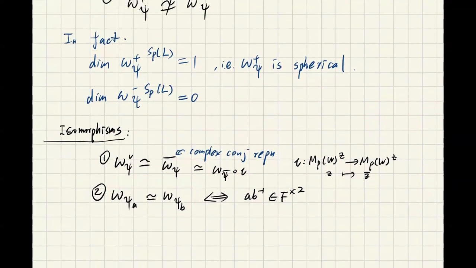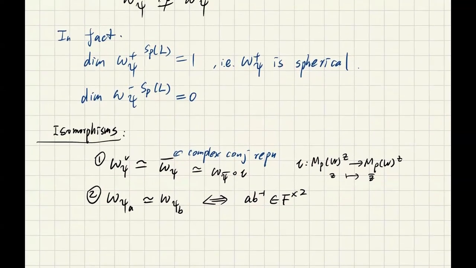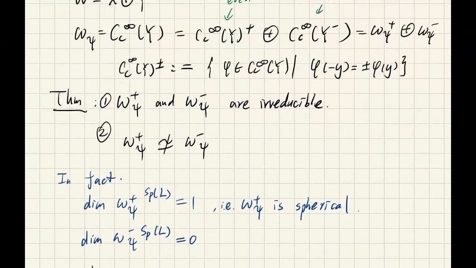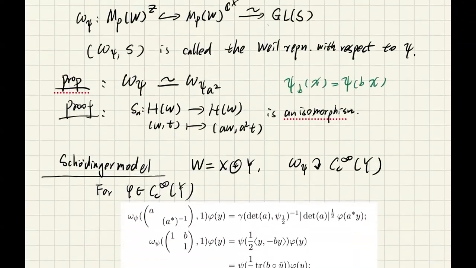a square element. There are other isomorphisms too. If you take the conjugation of the Weil representation, it is just the complex conjugation of the Weil representation, which is the Weil representation of the complex conjugation of the character psi. But now you want to send x to x bar, so you have to precompose with an automorphism of MPC. If it's a double covering, then there's no need to compose this iota.